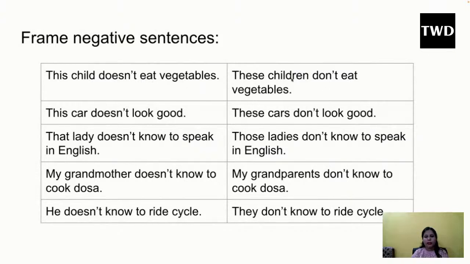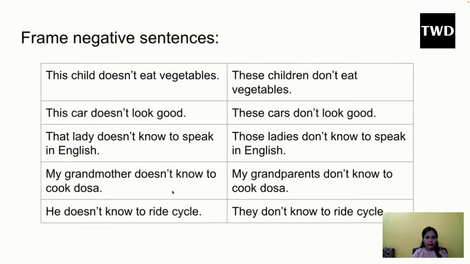These children, here my subject is plural. These children don't eat vegetables. So when my subjects are plural, we will use do. This car does not look good. Car is singular and that's why we will be using does. These cars do not look good. That lady, again here our subject is singular. That lady does not know how to speak in English. Those ladies do not know how to speak in English.